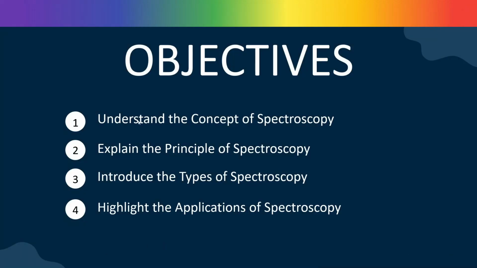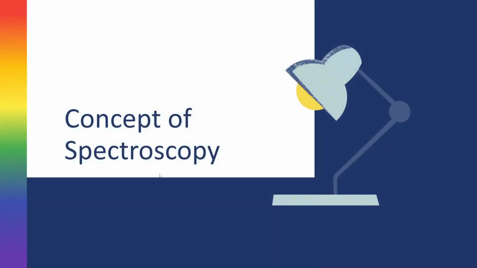Now we will focus on 4 key objectives. Understand the concepts of spectroscopy, explain the principles of spectroscopy, introduce the types of spectroscopy and highlight the applications of spectroscopy in science and technology. First one is the concepts of spectroscopy.